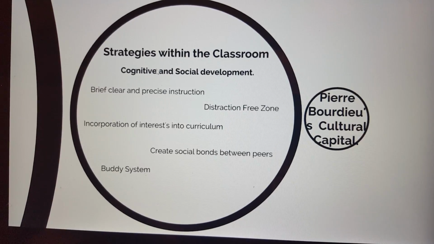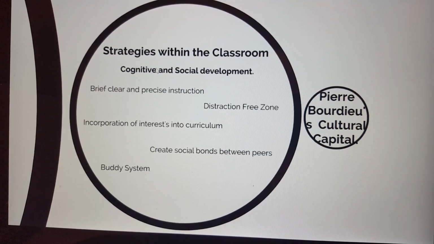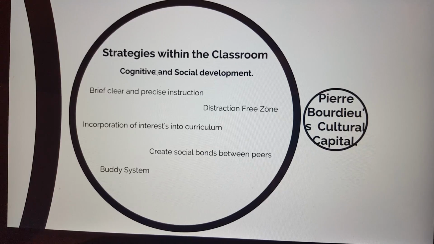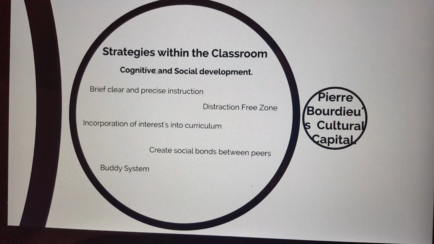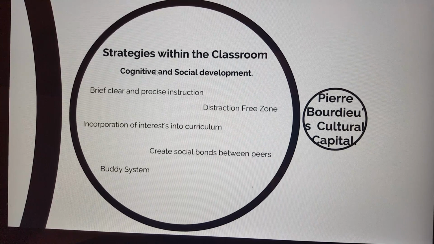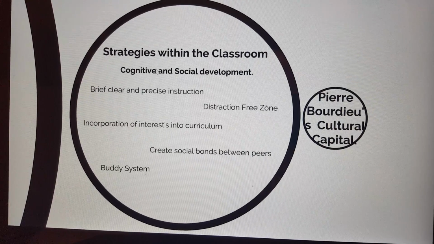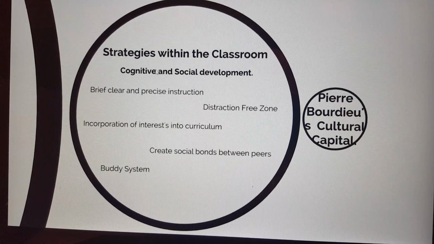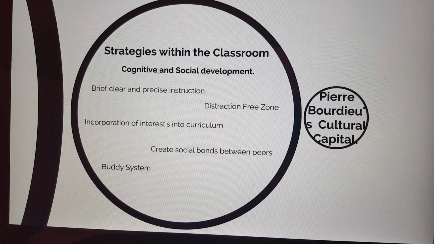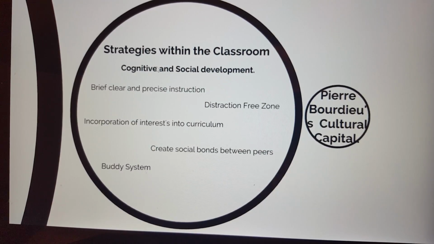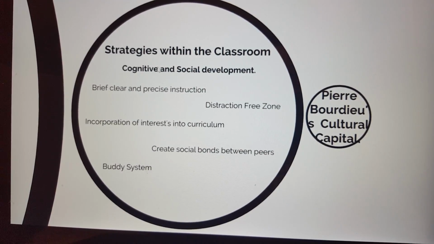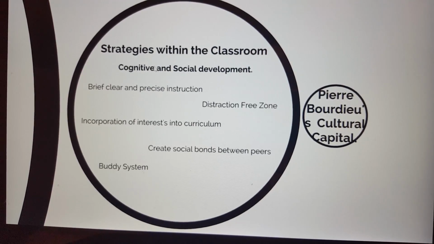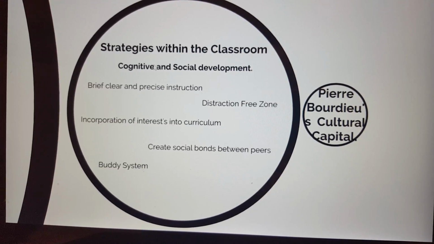Strategies within the classroom. There are two main areas of concern when educating students with autism spectrum disorder: cognitive and social development. ALS states that many students diagnosed with ASD will have difficulty staying on task and can often become distracted easily. This is due to poor time management and organisational skills.